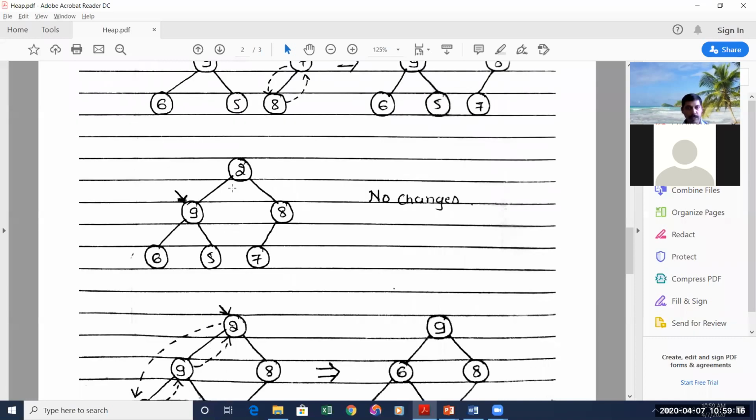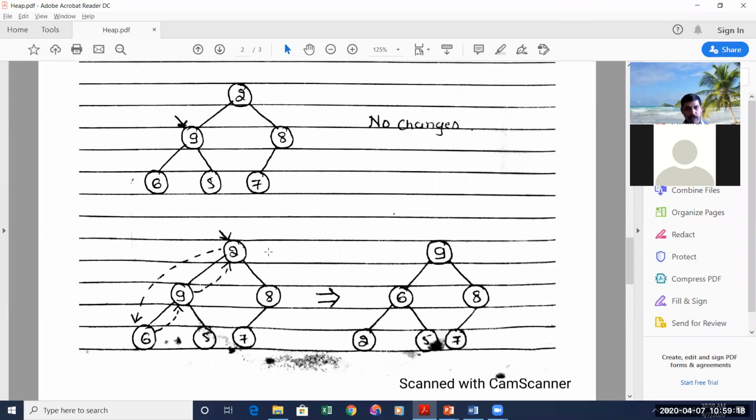Write the tree as it is from the previous step, and mark the arrow here, which points to 2. Now you have to check the parental dominance for the node 2. Now listen carefully. Check whether the parental dominance holds. Check its children. 9 and 8 both are bigger, isn't it? So the root is lesser than its children, so parental dominance doesn't hold.